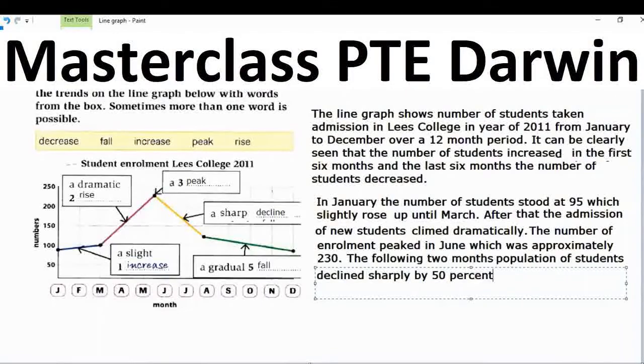Or we can even say other words as well, like it declined nearly half. Declined to half of its original population. Oh, okay. Just go for one thing at a time. So declined sharply by 50%. And then what happened in the next 3 months?